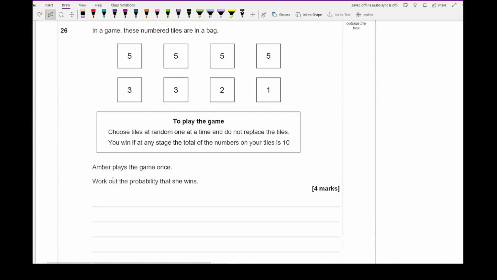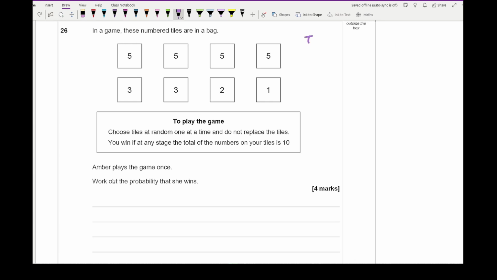Moving on to our next question, question 26. It says, in a game, these numbered tiles are in a bag. To play the game, you choose a tile at random, one at a time, and do not replace the tiles. You win if at any stage the total of the numbers on your tiles is 10. Amber plays the game once. Work out the probability that she wins.